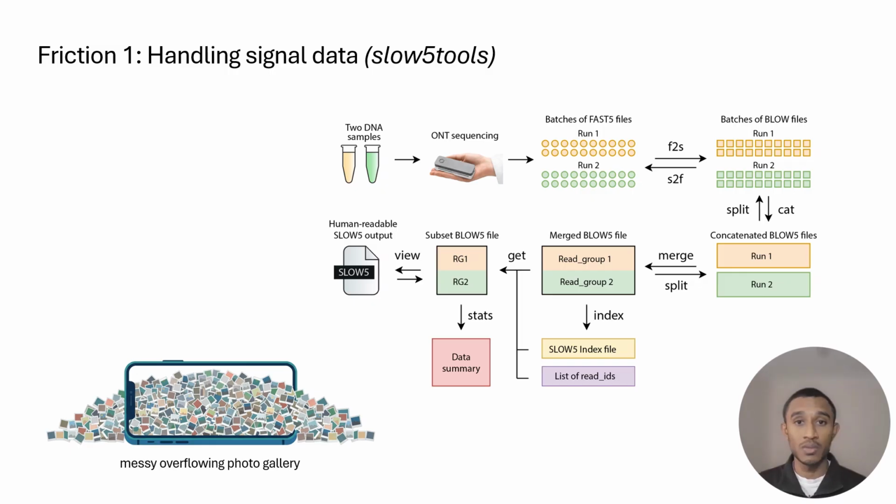And it caught on. Slow5 Tools has been downloaded over 7,000 times and installed more than 380,000 times. This work was published in the journal Genome Biology.